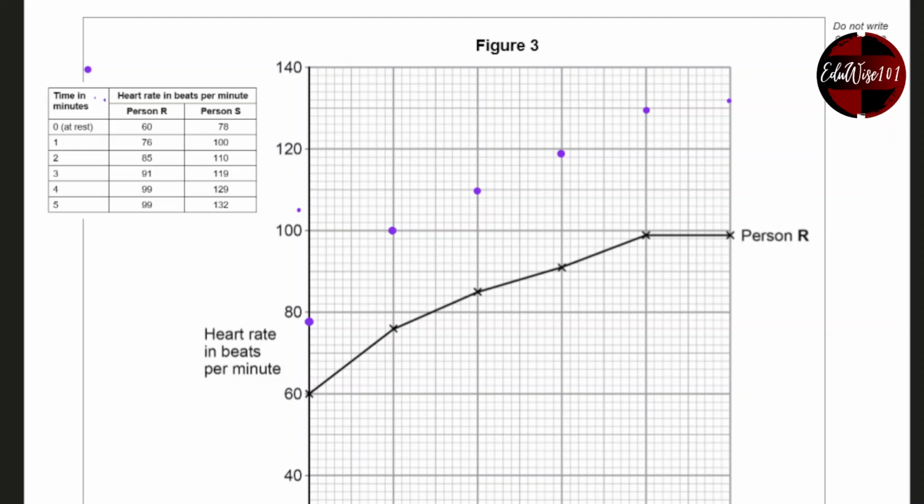So if I was to draw a line, I would draw a smooth line, although the line that they have drawn looks as if they've drawn dot to dot. You would want to do that, so it's actually a smooth line. Right.